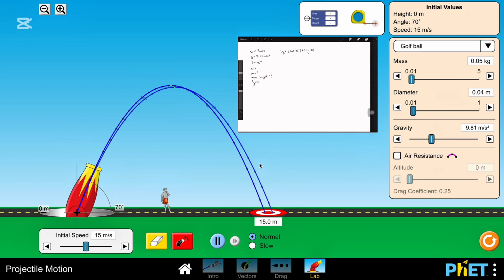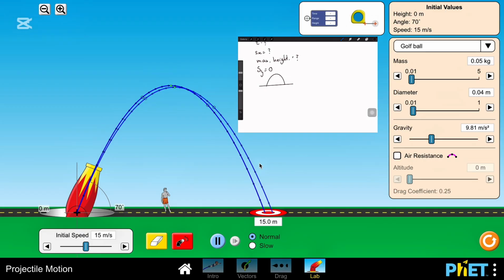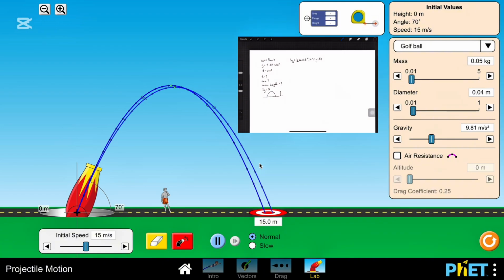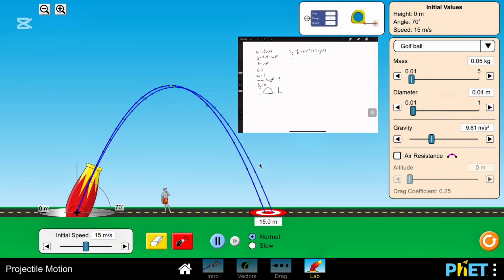is 0. Why? Because when you have your line like this, and then this is your trajectory, your displacement in y is going to start here at 0, and it's going to go back to the ground, so it's going to be at 0 as well. So we know that 0 equals 1 over 2 times the gravity.